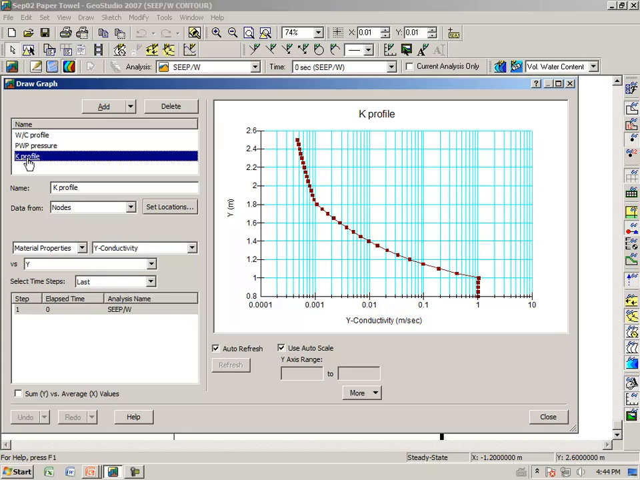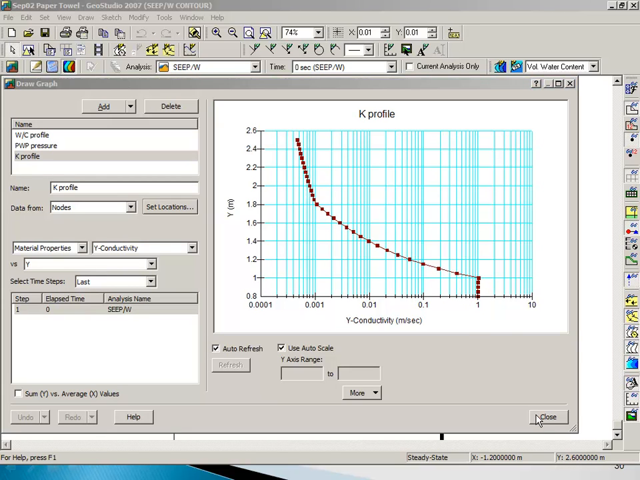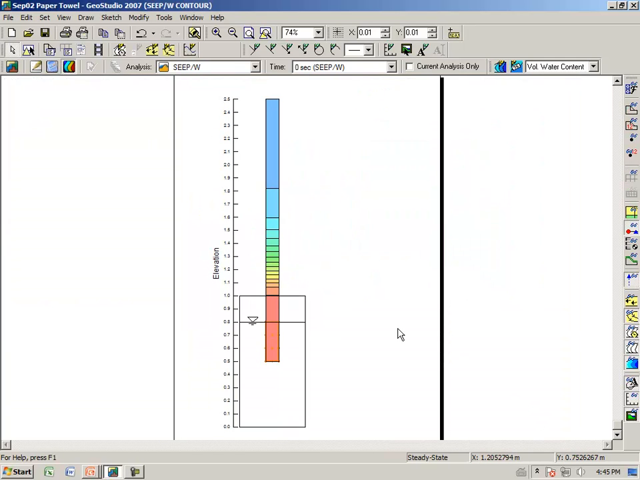Very briefly, the hydraulic conductivity looks much the same. When we were saturated, then we had a hydraulic conductivity of 1, and the hydraulic conductivity remains at 1 until we begin to have air, so to speak, in the paper, and then the hydraulic conductivity diminishes very rapidly the drier the paper gets. We can close this and go back to the results view.